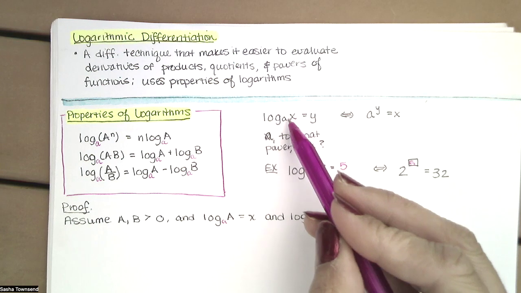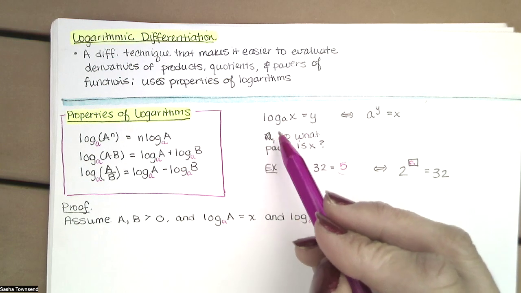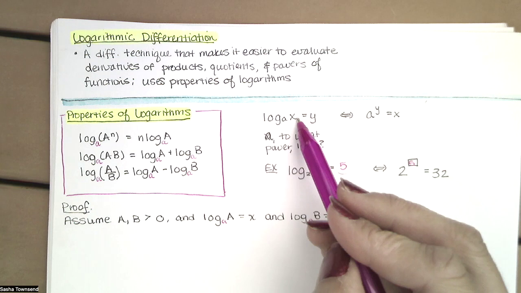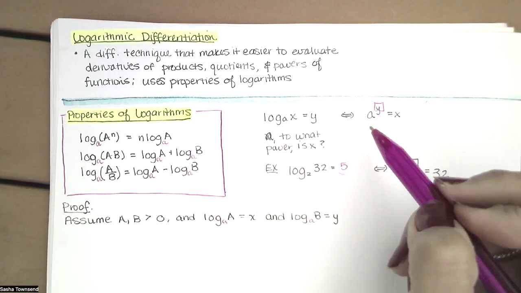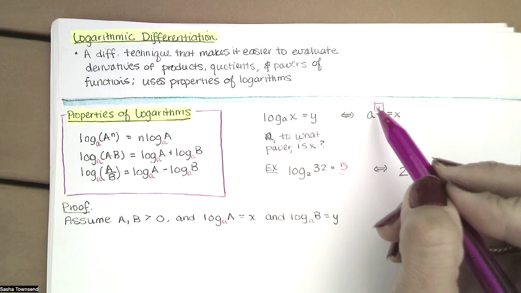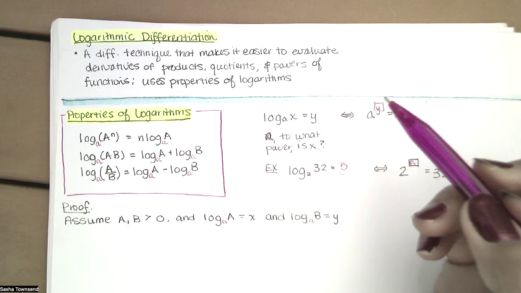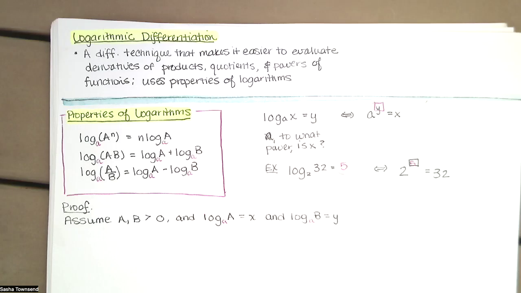So when I see log base a of X, I think, a to what power is X? So I'm almost putting that little box there and saying, well, what has to go in that little box so that this equation is true? And then that is the answer for my logarithm. So we're keeping that in mind.